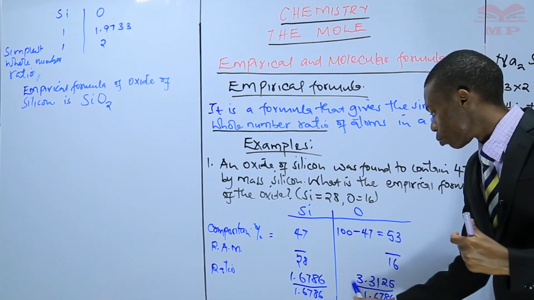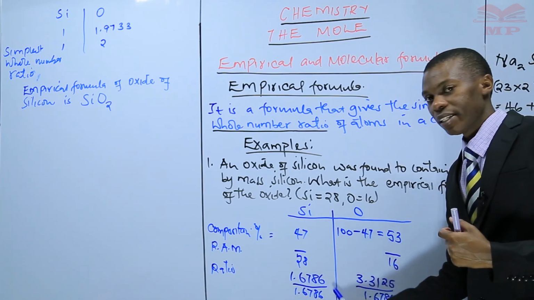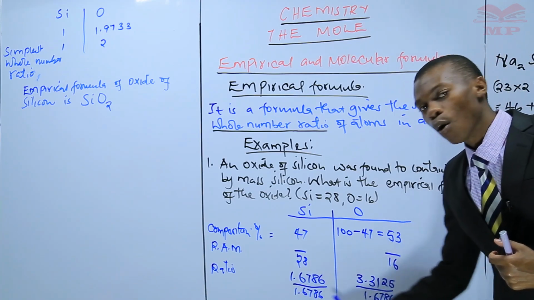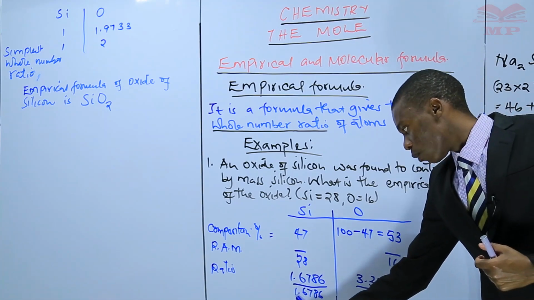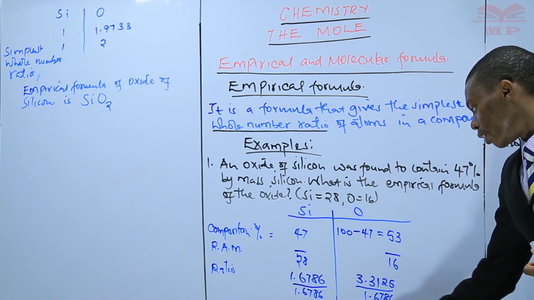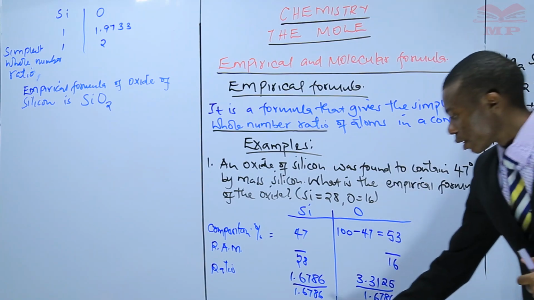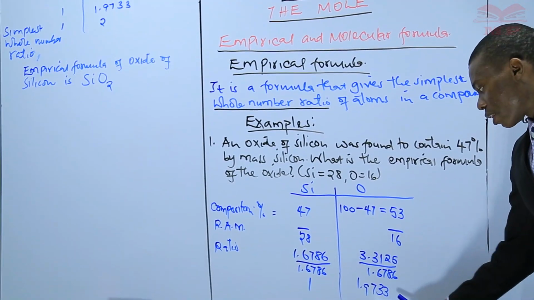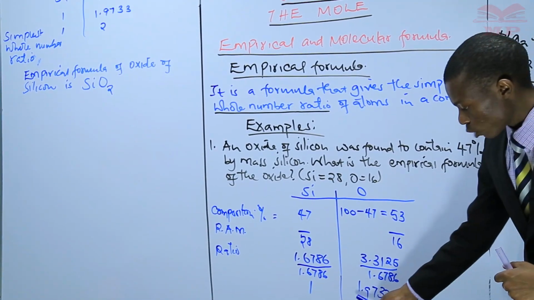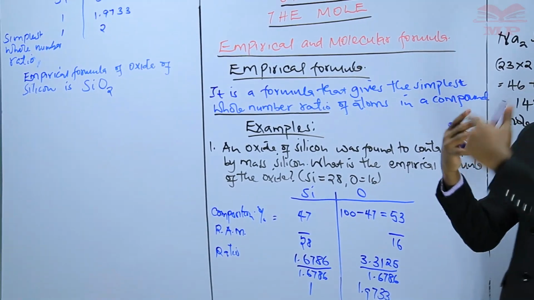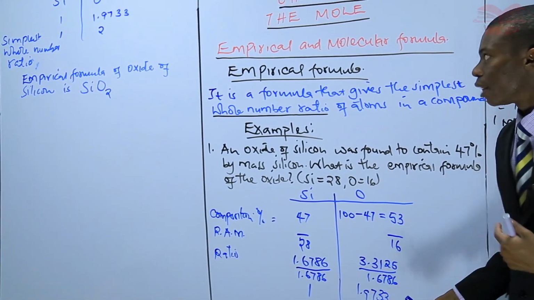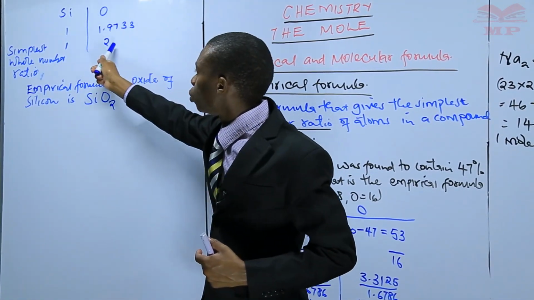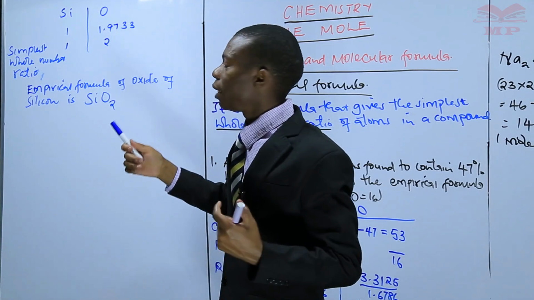The smallest between the two is 1.6786. This is 3.3125, which is larger, and therefore the smallest is this. You divide both sides by the smallest, 1.6786. Once you divide, you get 1, and then 1.9733. Since it is 1.9, you round it off to the nearest whole number, which is 2. And therefore 1 and 2 are the simplest whole numbers.